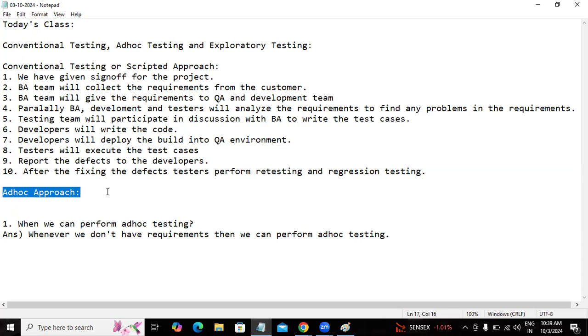In interviews, they give examples like the Flipkart or Amazon application. Suppose I give you the Flipkart application. How are you going to perform testing on the Flipkart application? You need to perform Adhoc testing on the Flipkart application. Now, how are you going to perform Adhoc testing?